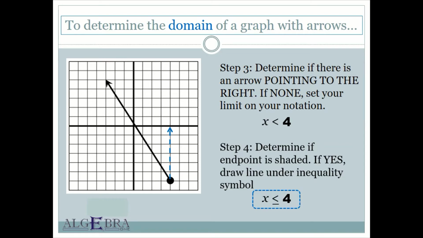One way we can check our work here is by looking at the inequality symbol. Notice how the inequality symbol kind of looks like an arrow pointing to the left. Well, if we look at our graph, notice how our arrow is also pointing to the left. That's one way we can check our work.